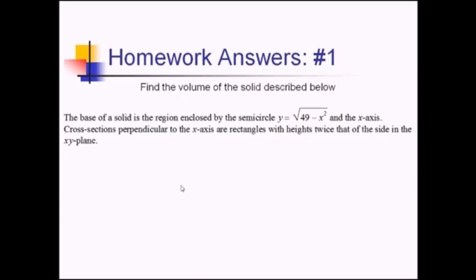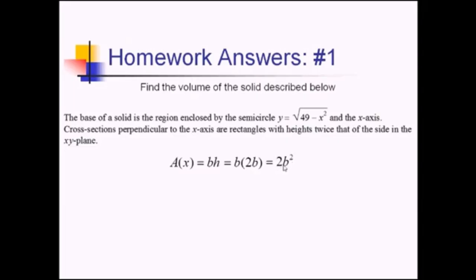Our area in general, A of x, is going to be base times height, but we need to have only one variable. Let's express this in terms of the base first, and then we'll talk about the x's. They said the heights are twice that of the side in the xy plane. Well, they're basically saying the height is twice the base. So this is b times 2b, which is just 2b squared. All right, so what is b?